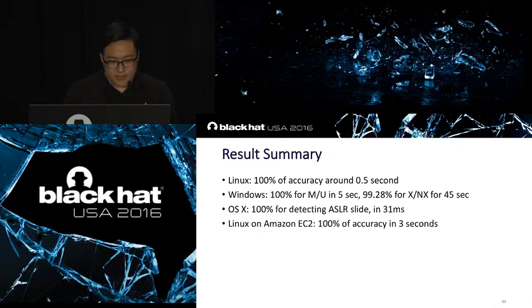So the summary of the results is that on Linux, Windows, and OS X, we all got 100% accuracy of the page mappings, and it is fast enough to be applied to breaking kernel ASLR for real exploits.